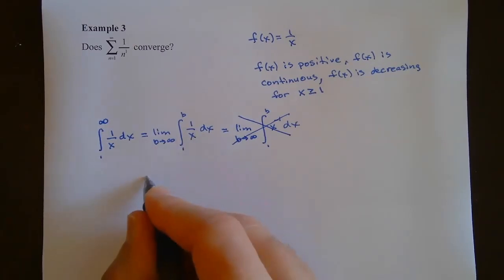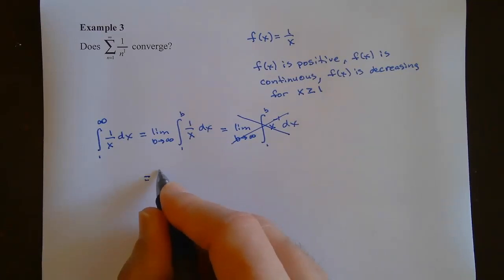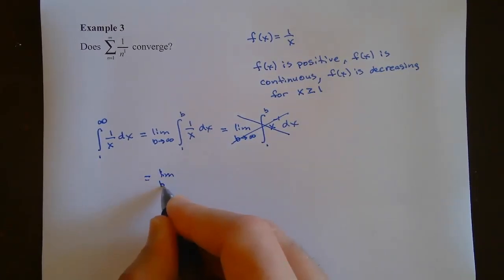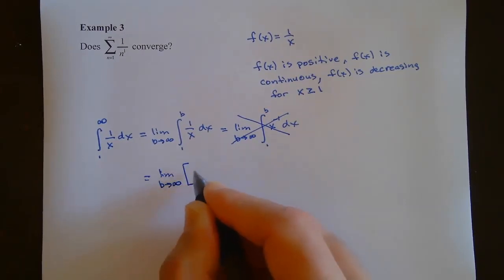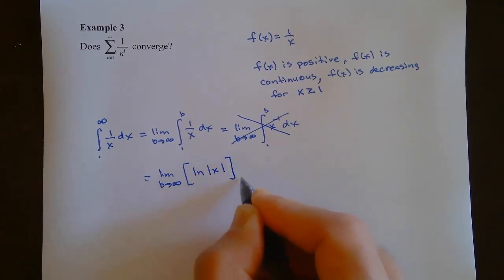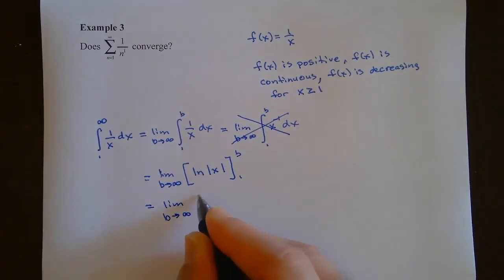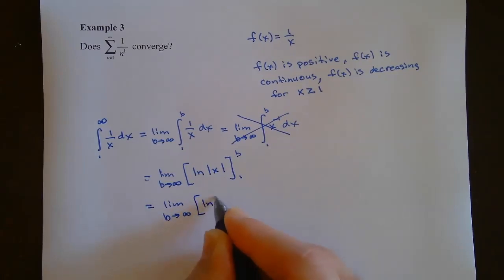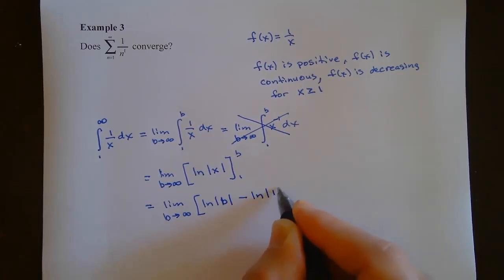Okay, so this becomes, instead of trying to use the power rule, which doesn't work, we're going to take the limit as b approaches infinity of the natural log of the absolute value of x from 1 to b. Okay, so this becomes the limit as b approaches infinity of the natural log of the absolute value of b minus the natural log of the absolute value of 1.